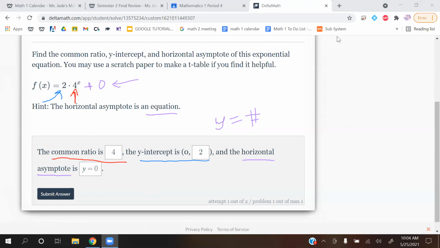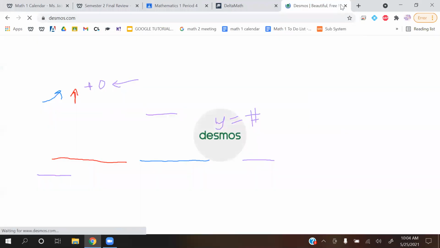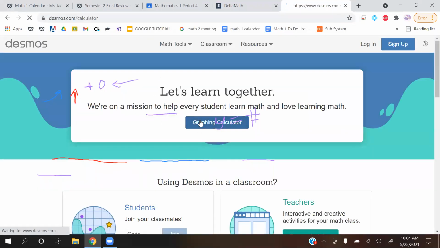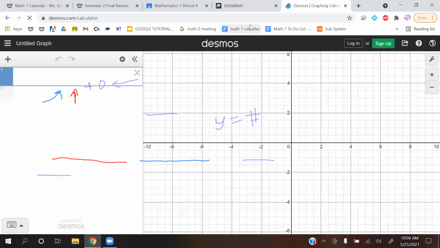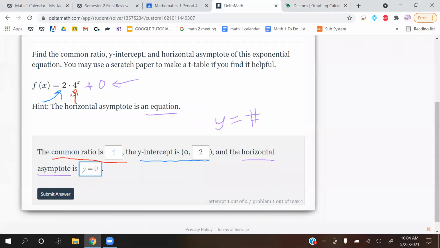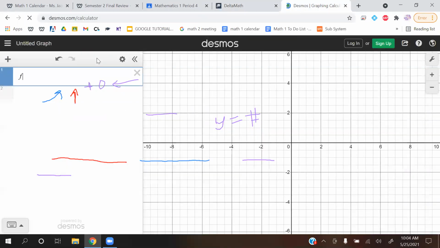Okay, so I promised you 2 ways to do this. So here's the first way. I'm also going to go to Desmos. I'm just going to leave these markings here because why not? Okay, I'm going to type my equation. F of x is equal to 2 times 4 to the power of x. Okay. And I get this line over here.